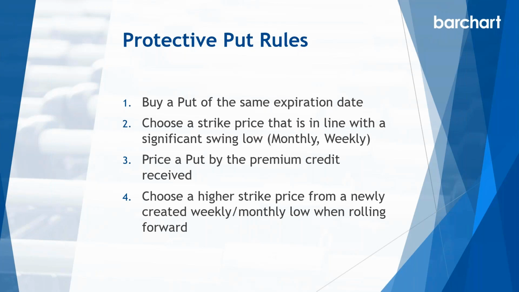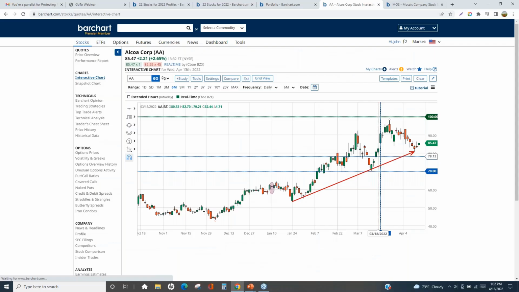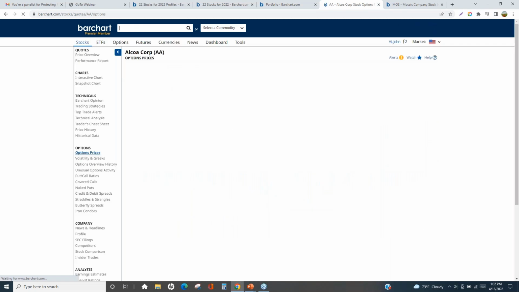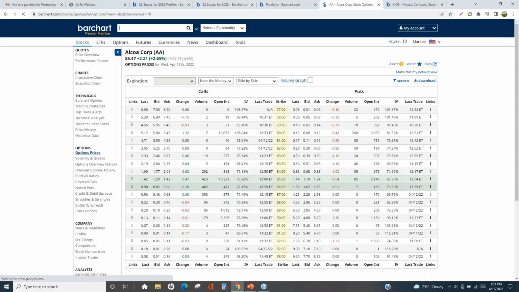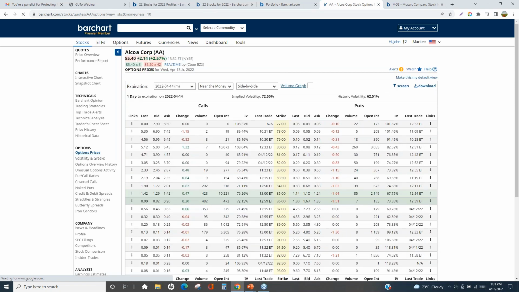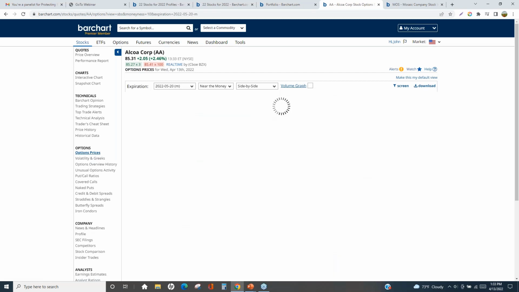So again, if we go back to our Alcoa and we look at what is going on today, now Alcoa, is it having an up day? It's up 2.5%. So this would be a good day for us to sell another call, especially because both our call and put are going to expire tomorrow. Our April ones are going to expire tomorrow. So let's look at rolling out to the next month.